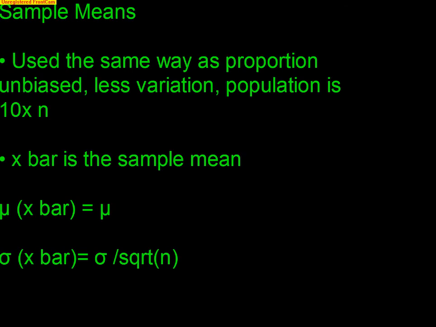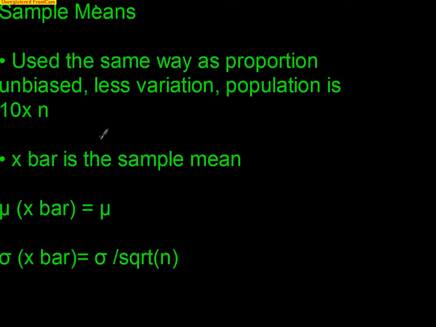But what if we were to have, say, 3 packets of hot chocolate? So we would say, what's the probability that, say, 3 packets of hot chocolate have an average caffeine content of greater than 5 milligrams? That's what we're talking about with sample means. Sample means are used the same way as proportions. We use them as an unbiased estimator. There's less variation, and of course, like always, we cannot sample more than 10% of the population.